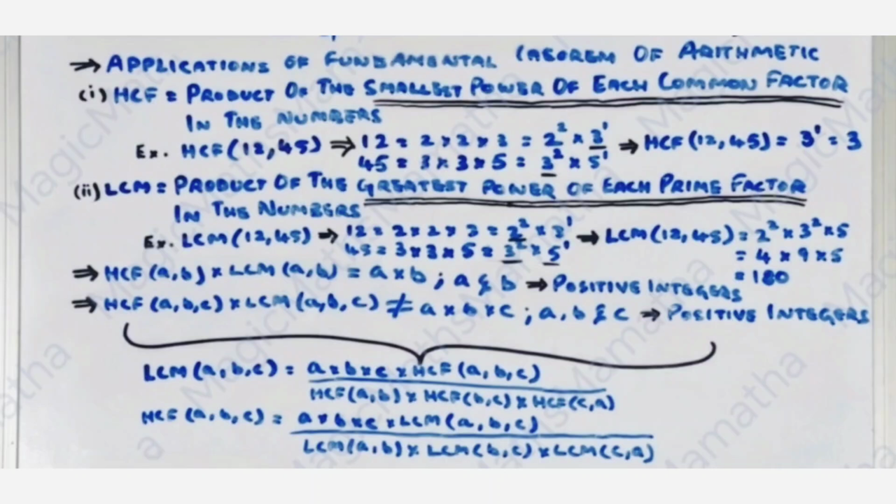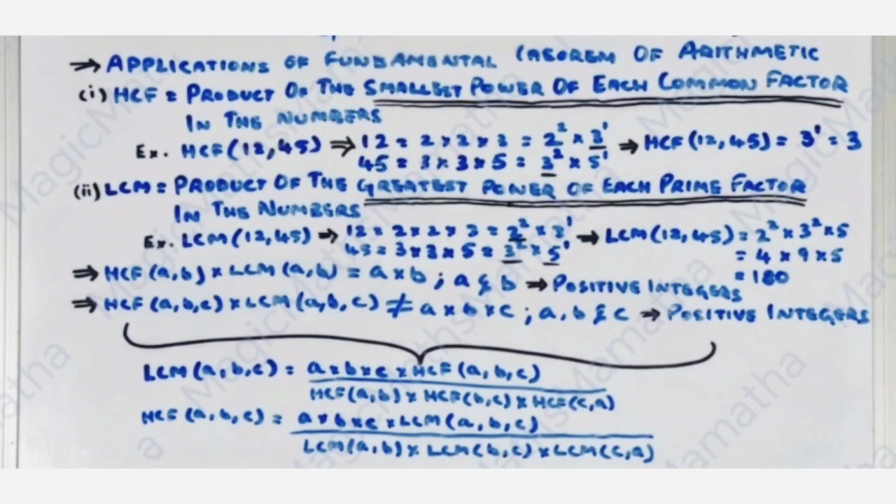So what we observed is, for 12, it is 2 raised to 2 into 3 raised to 1. For 45, it is 3 raised to 2 into 5 raised to 1. In this, to find the LCM of the numbers 12 and 45, we have to look for the highest power of all the factors. For example, 2 raised to 2, 3 raised to 2, and 5 raised to 1. Further, we can formulate that the HCF of a comma b multiplied by the LCM of a comma b is equal to the product of the two numbers a and b, which is a times b, where a and b are positive integers.